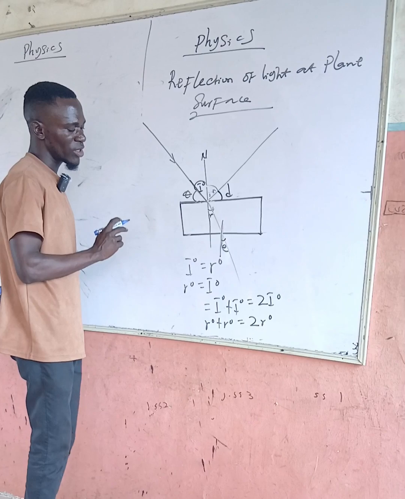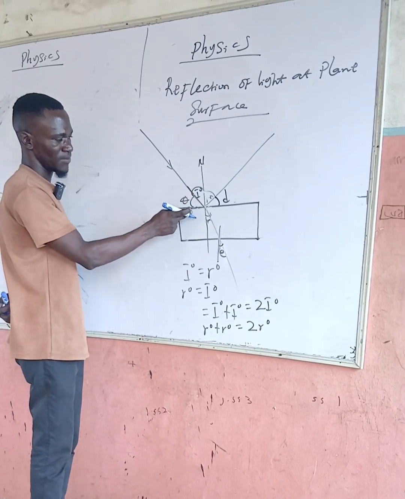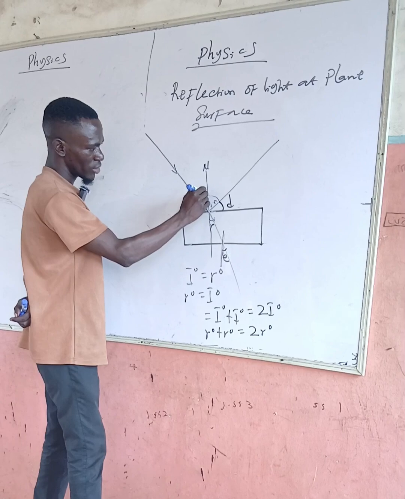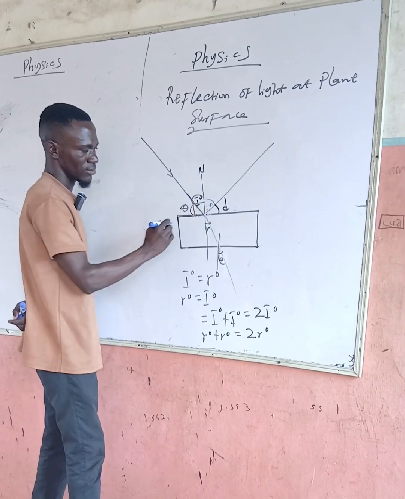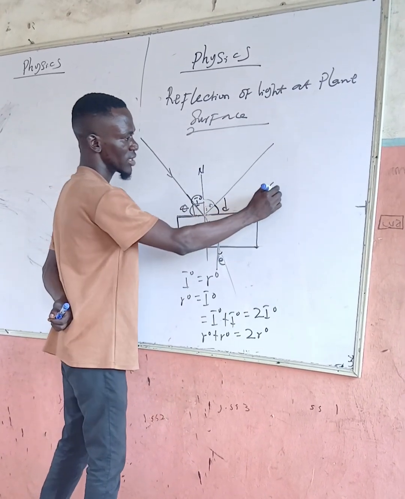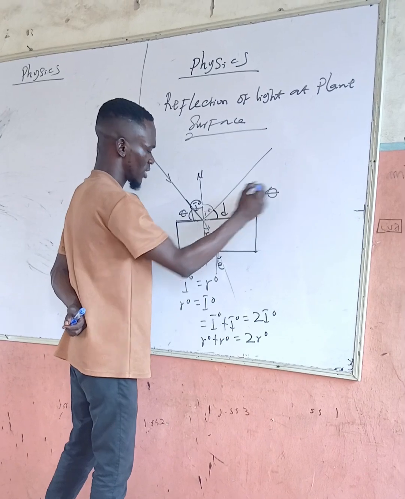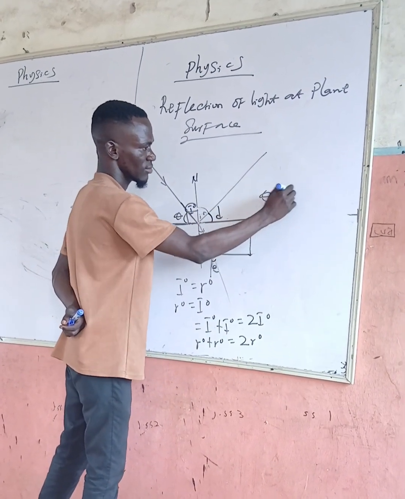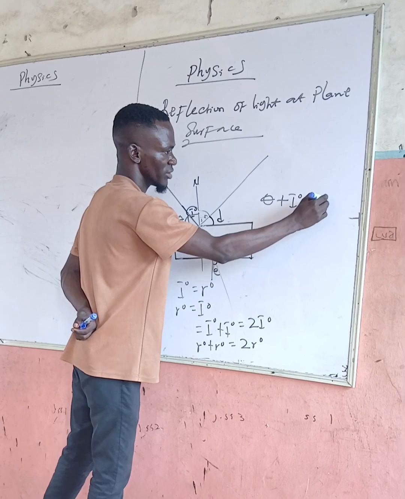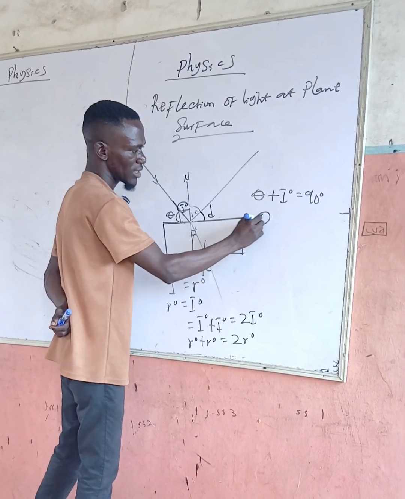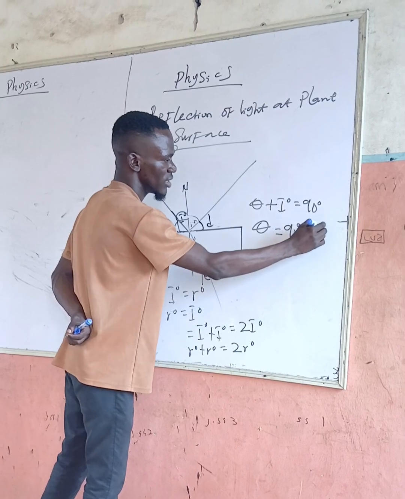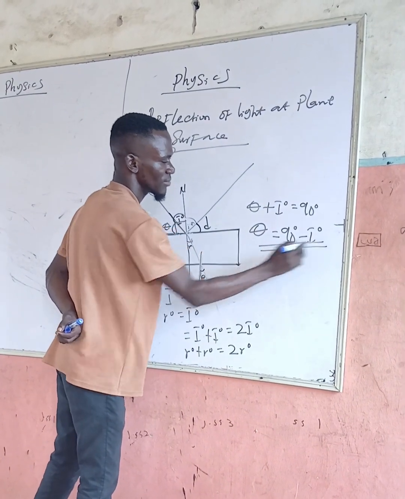But when I'm talking about the glancing angle, it is going to give us a 90-degree angle. 90 degrees equals theta plus the angle of incidence, which means that the glancing angle equals 90 degrees minus the angle of incidence. That is what they call the glancing angle.